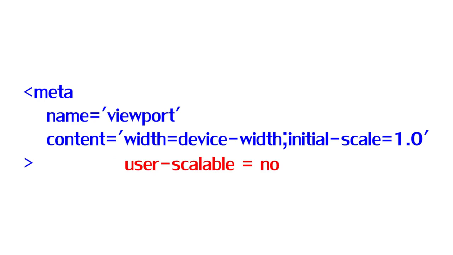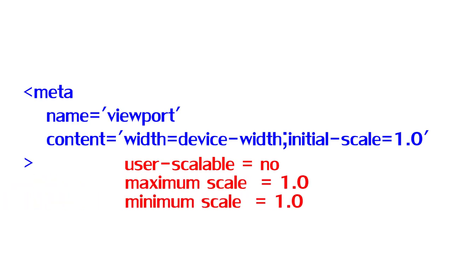user-scalable equals to no. This means mobile users can't zoom in or out on our web page by tapping the device screen. Another two commonly seen values are maximum-scale and minimum-scale. Usually we set both their values to 1.0. This means the page cannot be scaled up or down.